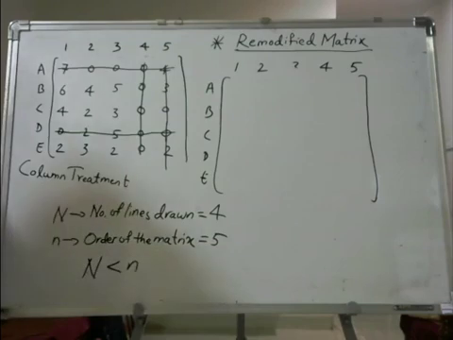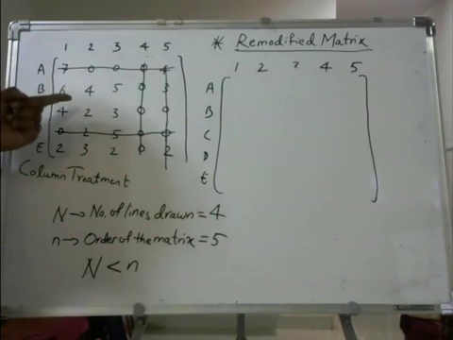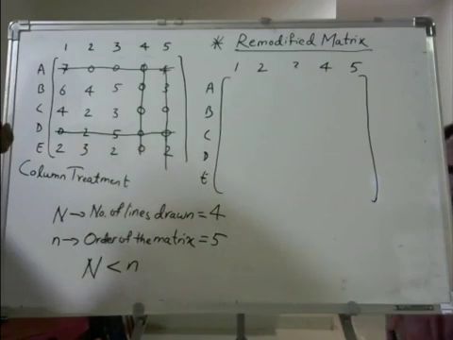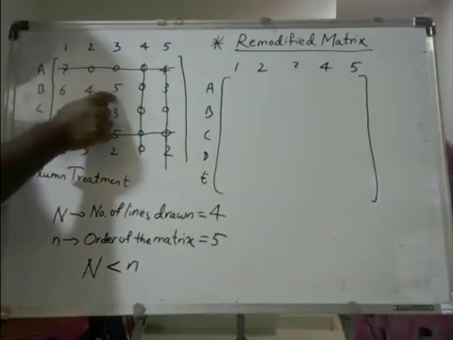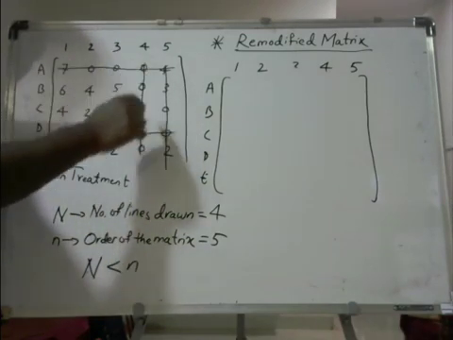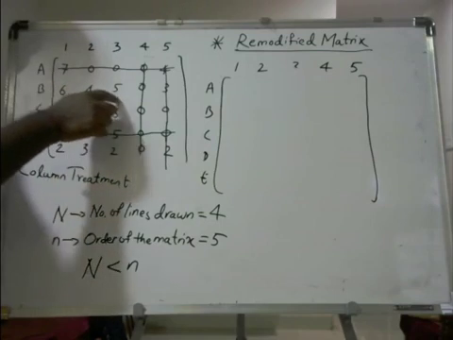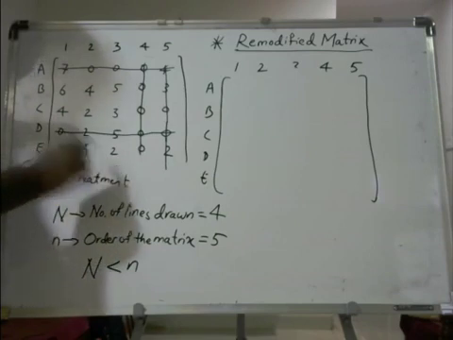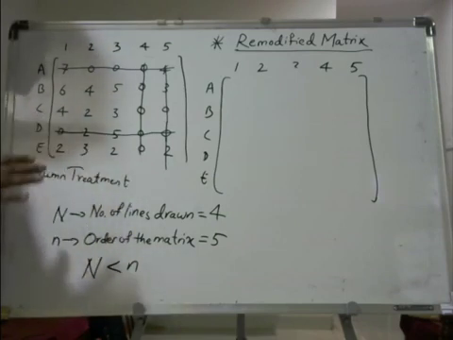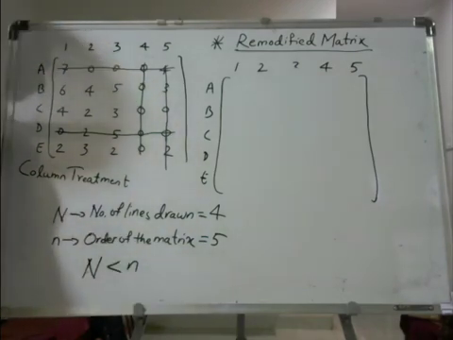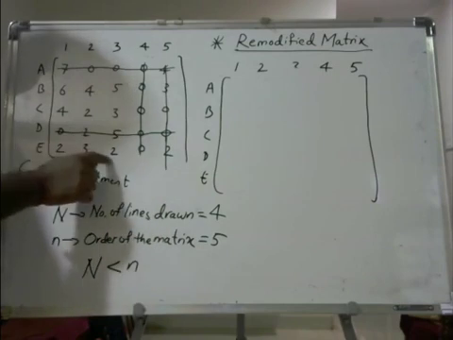Now let us understand how to do this remodified matrix. To do the remodified matrix, we need to take the smallest number among the uncovered elements. Which are the uncovered elements? These are the elements which are not covered by any lines. These are the covered elements. So the uncovered elements are 6, 4, 5, 4, 2, 3 and 2, 3, 2. In these uncovered elements, we need to take the smallest element. The smallest element here is 2.